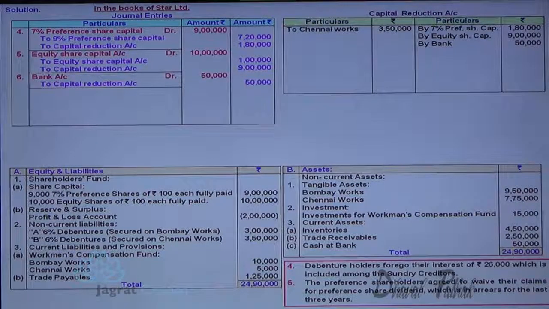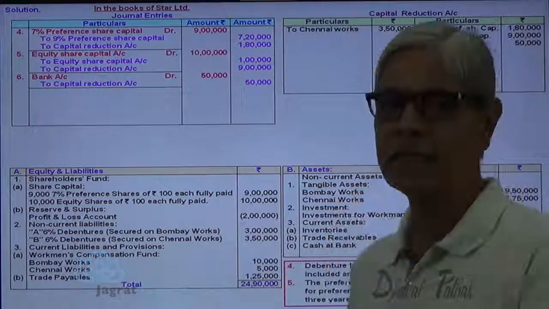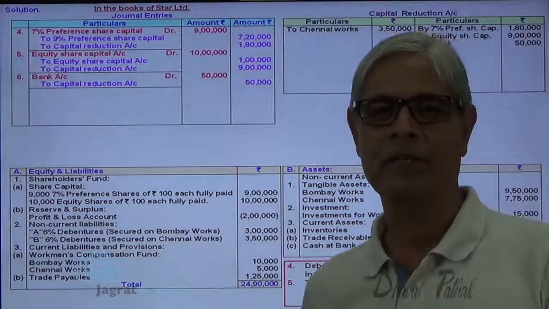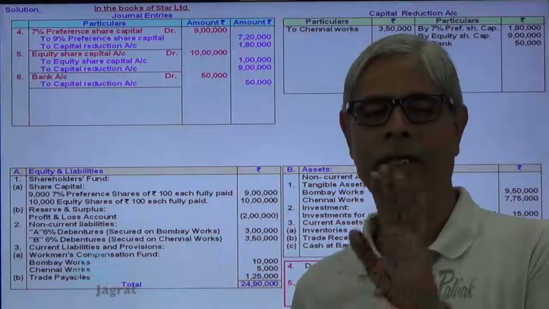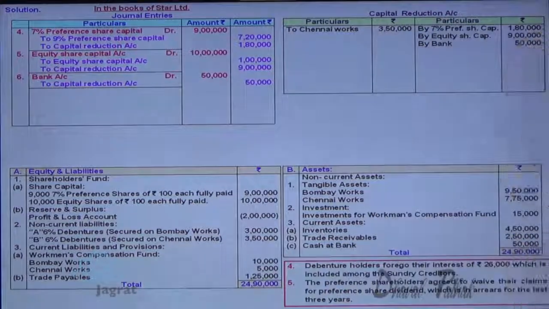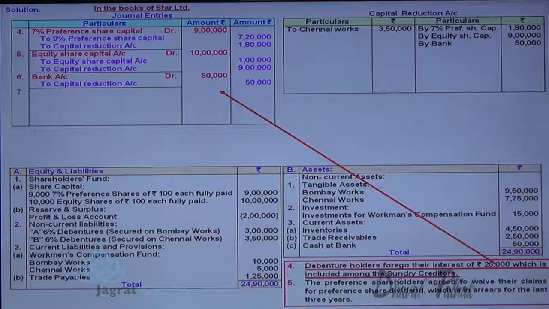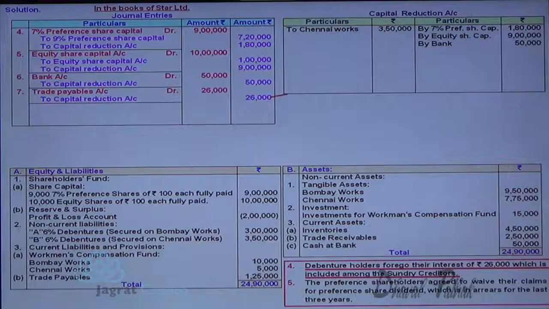Debenture holders forego their interest of 26,000 which is included in sundry creditors. So trade payables are sundry creditors, which includes debenture interest obligation, and that is not payable. So reduction in liabilities again. So trade payable account debit to capital reduction account credit 26,000. So capital reduction account is credited with 26,000.